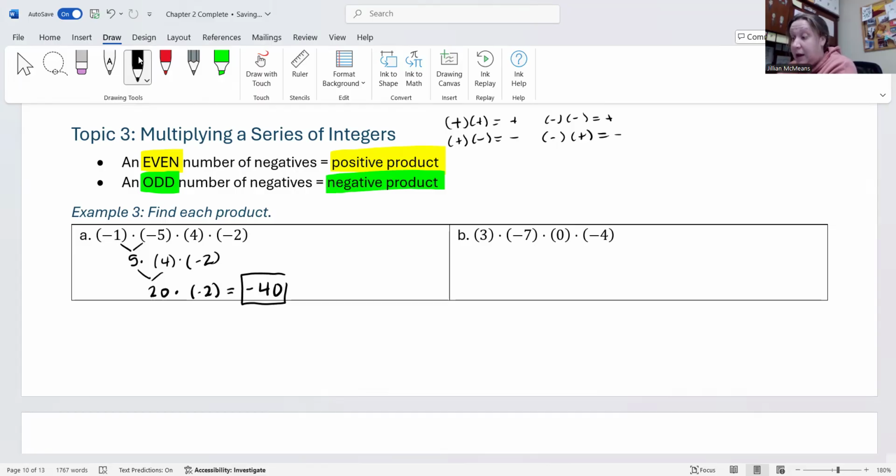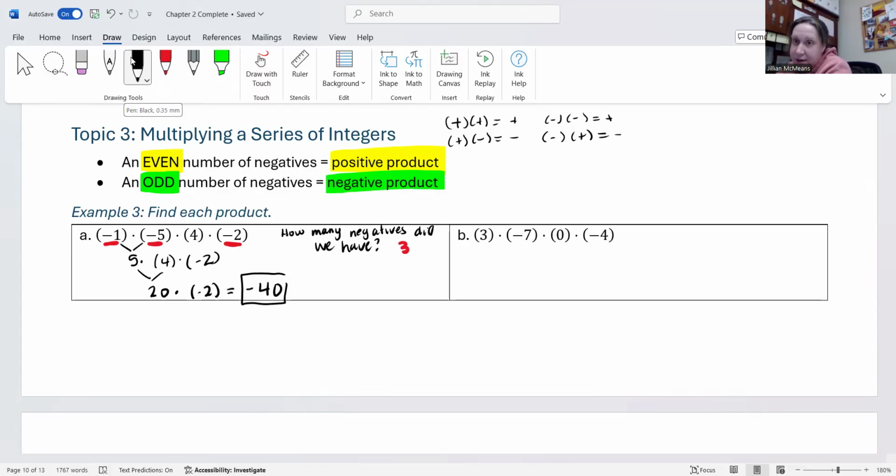Now, if we were to go back and count the negatives, how many negatives did we have? Well, let's see. We had 1, 2, 3 negatives. So that's an odd number of negatives. So the first pair of negatives pair up and become positive, but that third negative has no other negative to buddy up with. It makes the whole product negative. So keep that in mind when you're multiplying a series of integers. Just count the number of negatives, and that's going to tell you really quickly if your product is going to be positive or negative.